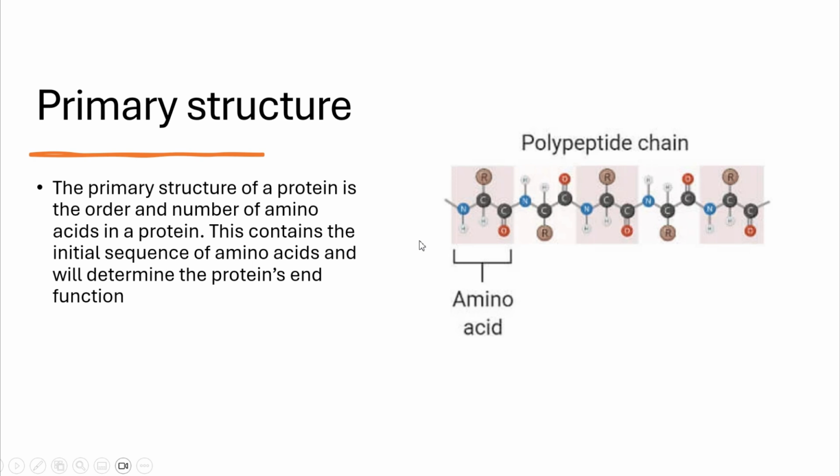So proteins have different structures. We have the primary structure. The primary structure of a protein is the order and number of amino acids in a protein. You need to remember that, they love asking this. They love asking, what's the primary structure of a protein? It is the order and number of amino acids in that chain. This contains the initial sequence of amino acids and will determine the protein's end function. So any change in this will change the function in the end.